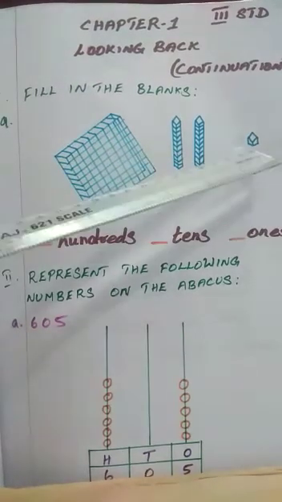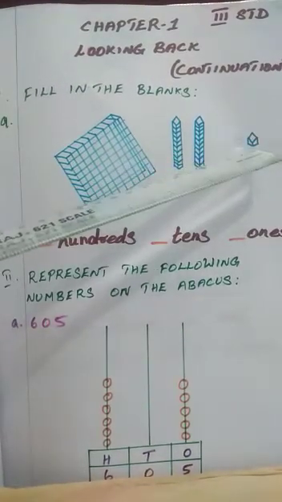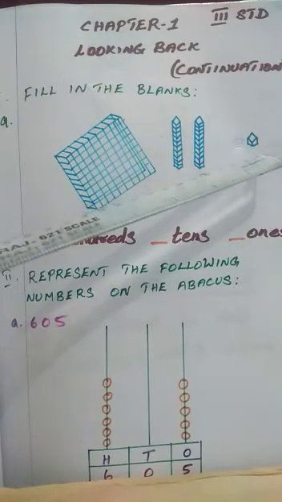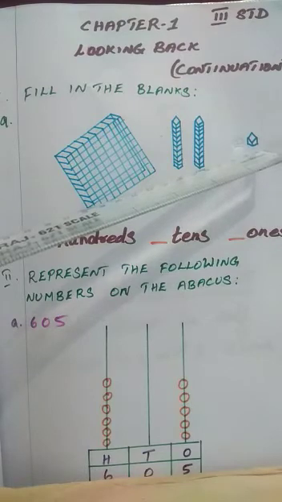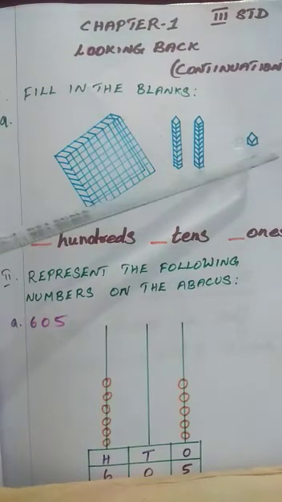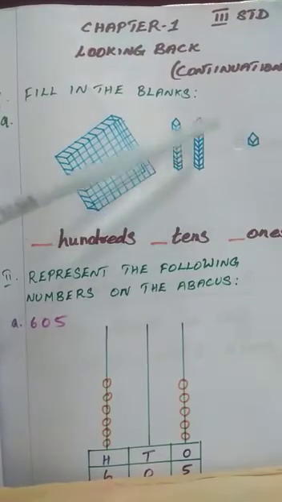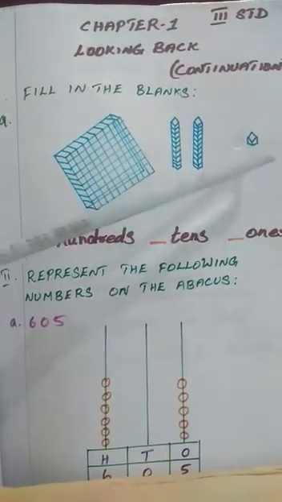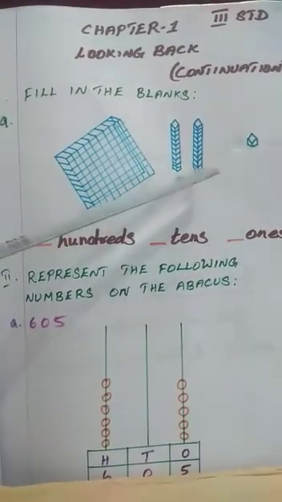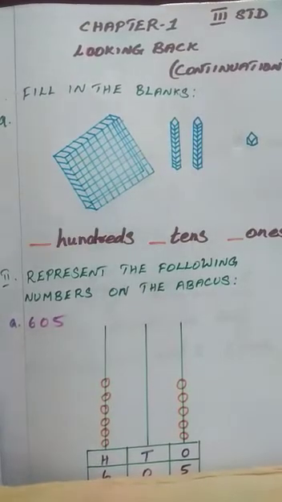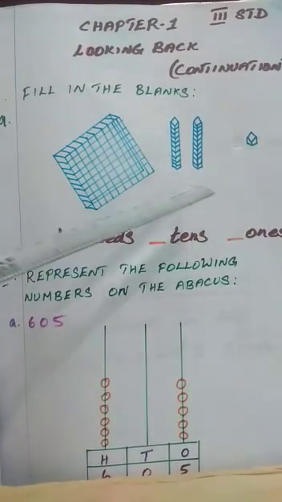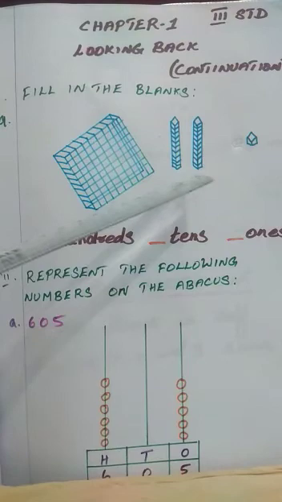See here, only one cube-like shape is there, no? This one cube indicates only one ones. Okay, so this indicates ones. In this, a rod-like shape is there, no? In this rod, 10 one-cubes are combined together and form a 10. Already we learned the formula, no? 10 equal to 10 ones.